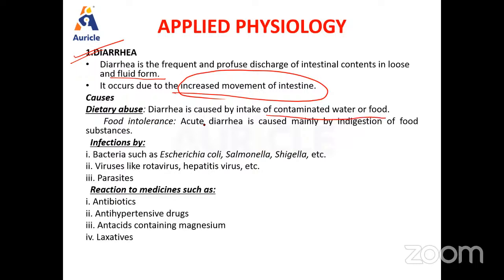Food intolerance is the condition in which acute diarrhea is caused mainly by indigestion of food substances. The bacteria responsible are E. coli, Salmonella, and Shigella. Viruses like rotavirus and hepatitis virus, and parasites, are also there. The reaction medicines are antibiotics, anti-hypersensitive drugs, antacids containing magnesium, and laxatives. These are the medicines always recommended by the doctor for the person suffering from this condition, right?